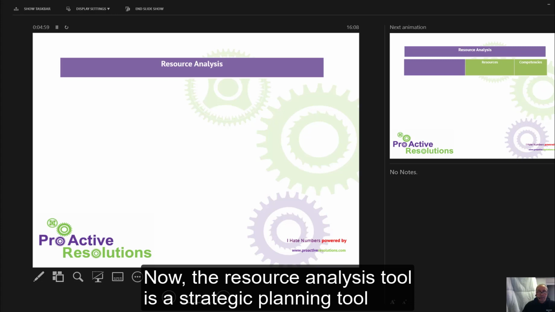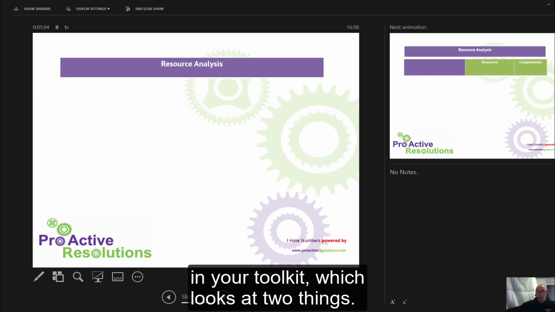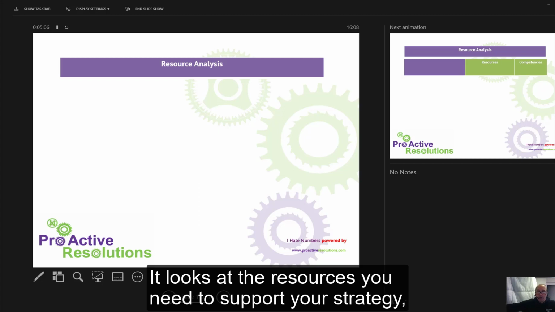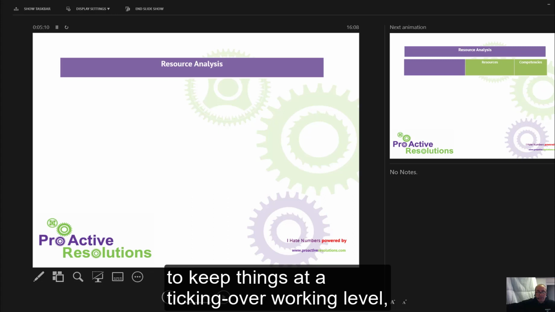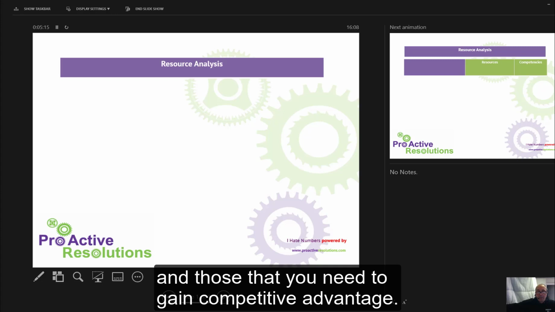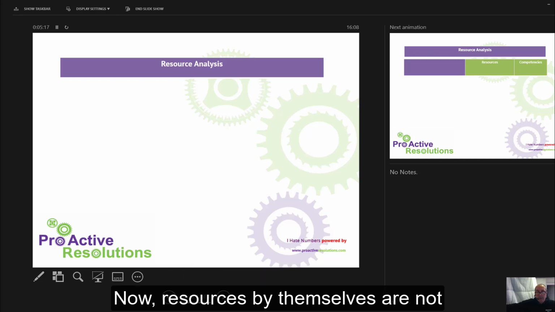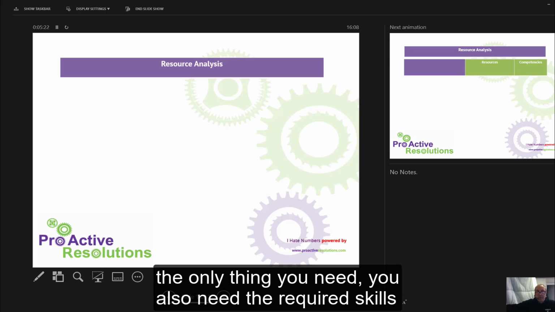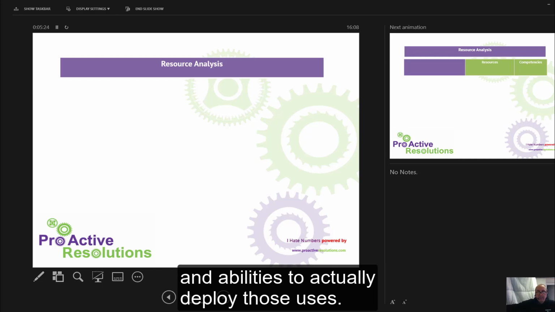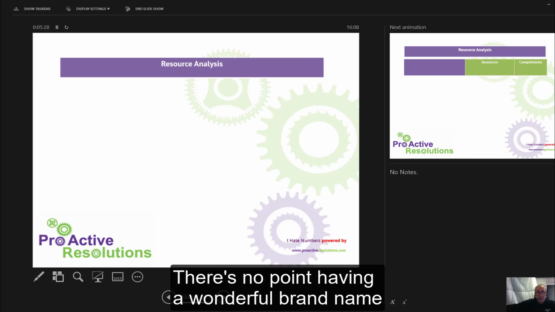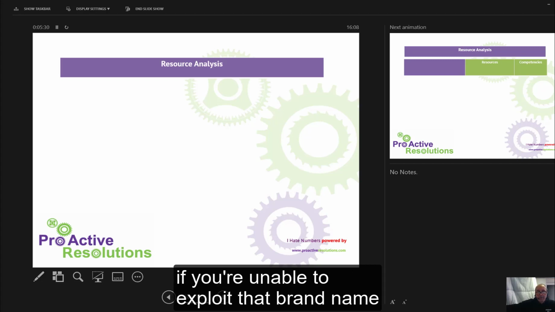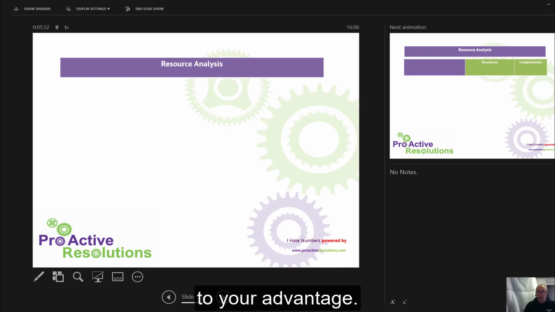Now, the resource analysis tool is a strategic planning tool in your toolkit which looks at two things. It looks at the resources you need to support your strategy, to keep things at a ticking over working level, and those that you need to gain competitive advantage. Now, resources by themselves are not the only thing you need. You also need the required skills and abilities to actually deploy those resources. There's no point having a wonderful brand name if you're unable to exploit that brand name to your advantage.